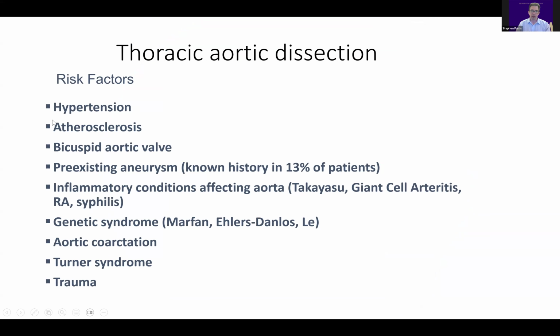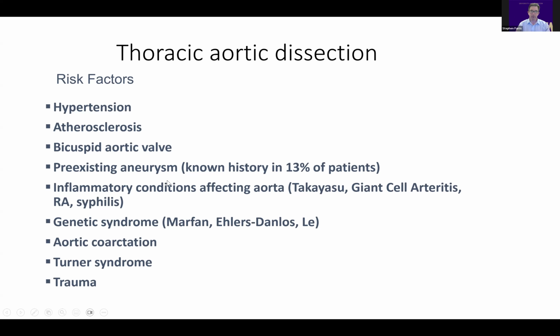So people who have chronic untreated hypertension, known atherosclerosis, bicuspid valves. These are probably your three most common causes of aneurysms. A bicuspid valve is a congenital heart disease. It's one of the more common forms of congenital heart disease, and it predisposes to aortic dissections, especially in younger persons and at smaller diameter.